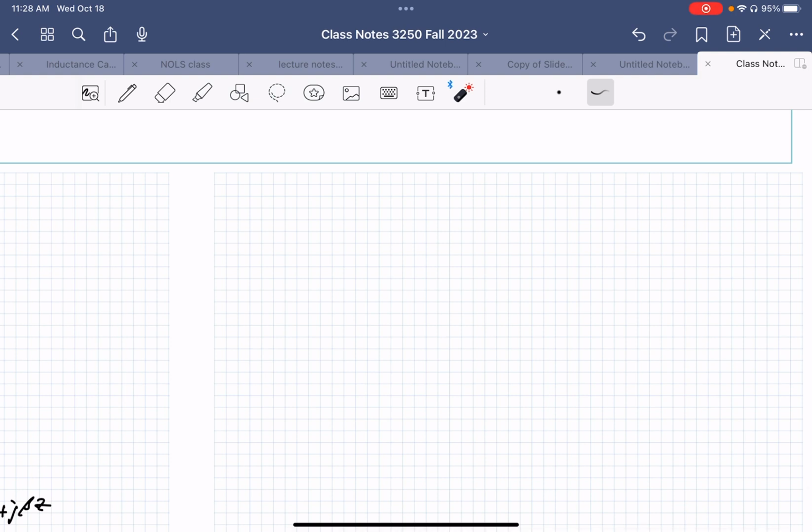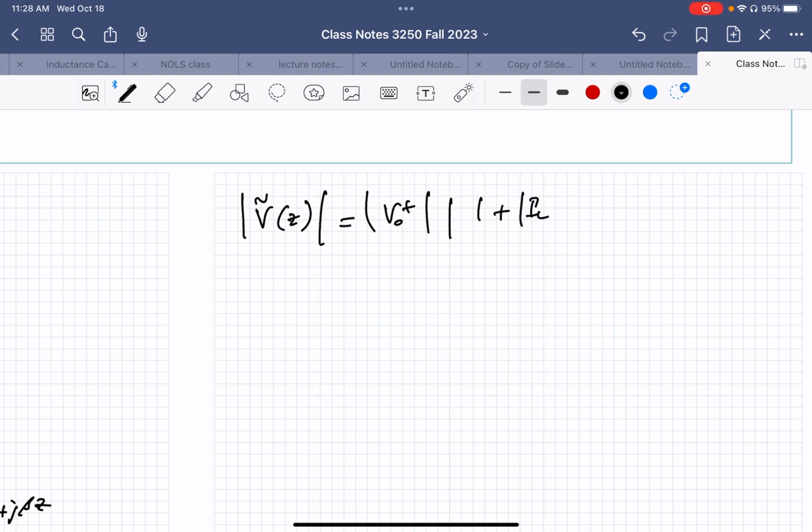Okay, so if we plug that in for the phasor amplitude, we get V0 plus times 1 plus gamma sub L e to the j 2 beta z plus phi sub L. So notice we pulled out that V0 plus. There was a V0 plus here, a V0 plus here. We pulled it out. Let me actually show you how it's done. I jumped too many steps, so let me tell you what we're doing here.